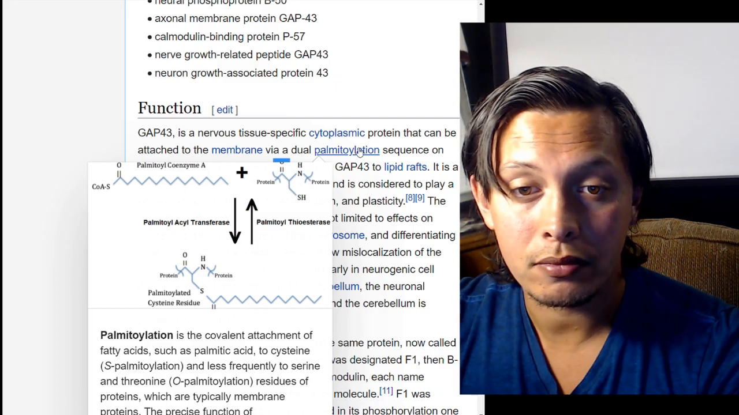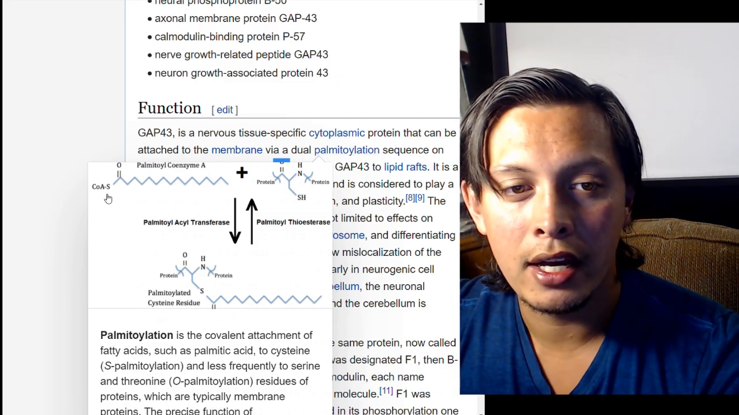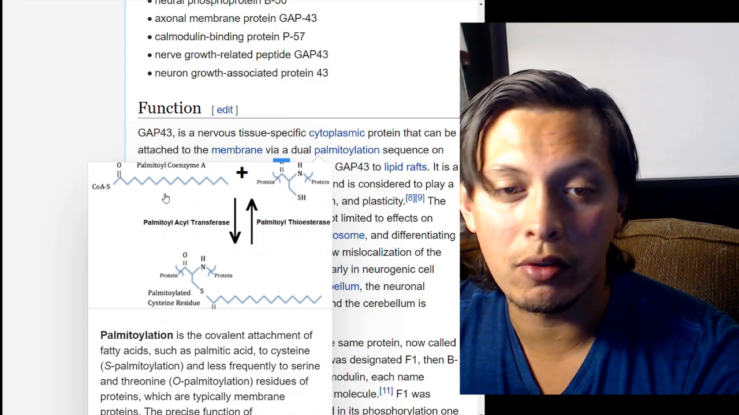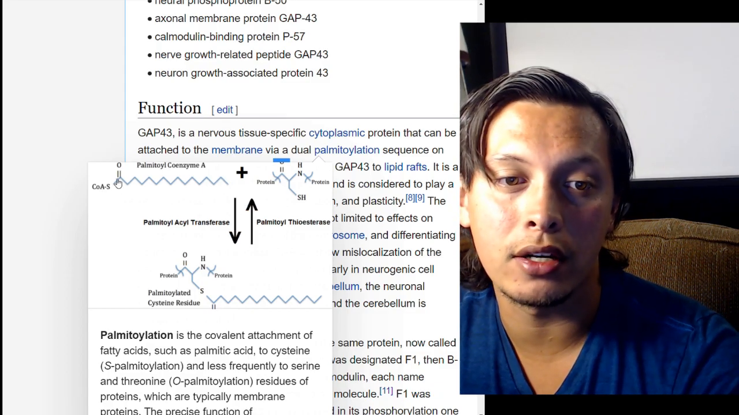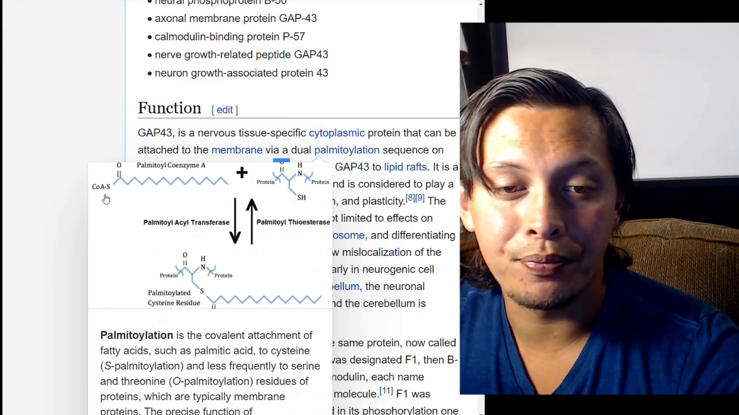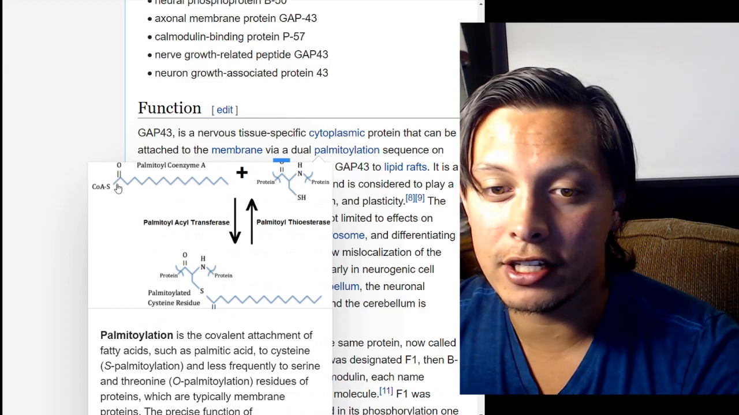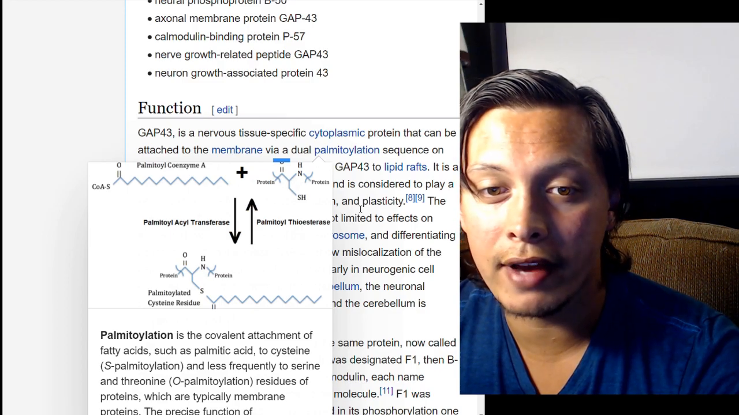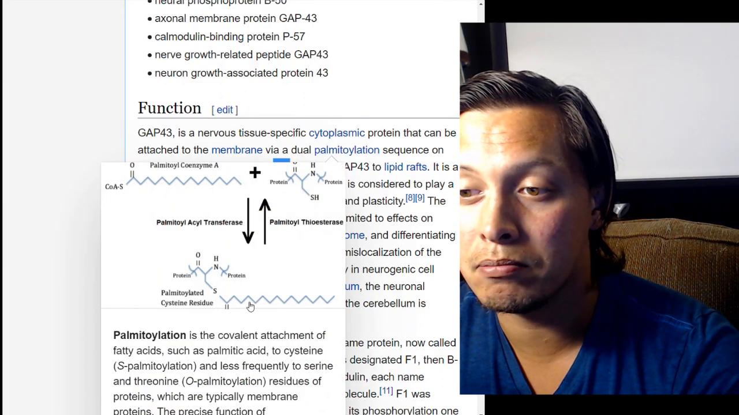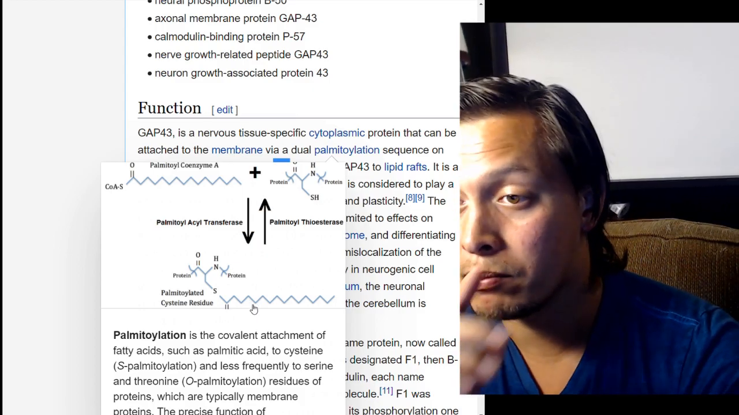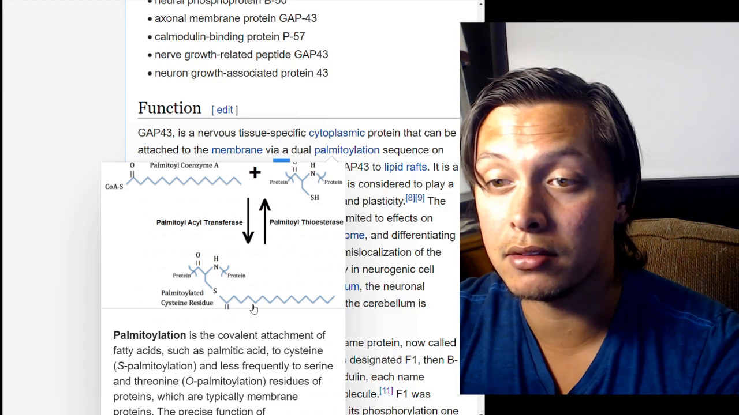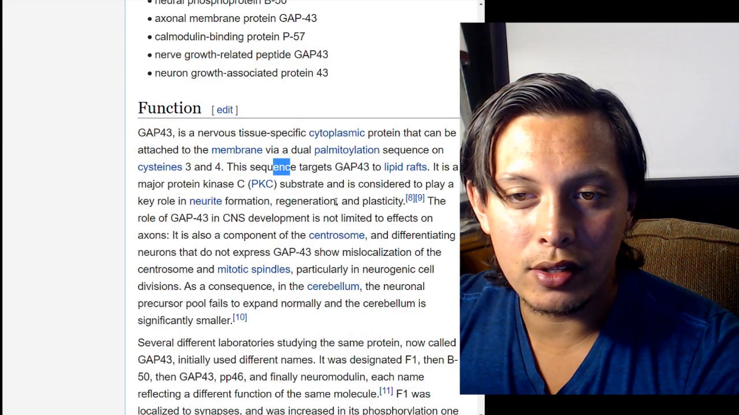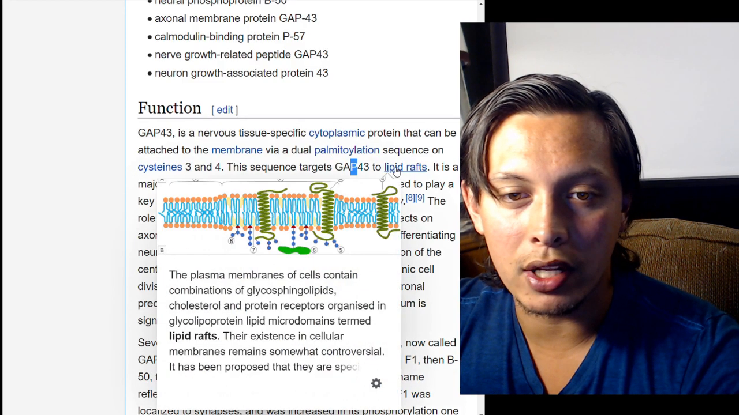So here you can see this is palmitoyl coenzyme A. It's basically a very long fatty acid, but instead of the acid group, it's connected to CoA. This is able to transfer this long fatty tail onto cysteines of different proteins. And if you do that, then this long fatty group is going to move the protein into the cell membrane, or into a membrane, because there are different membranes within the cell. So the sequence targets this to lipid rafts, and this is an example of what a lipid raft is.